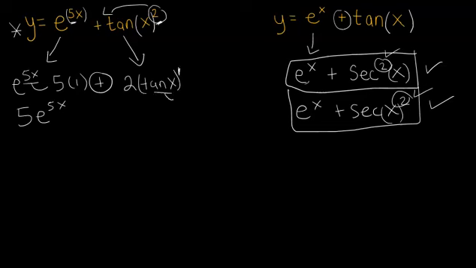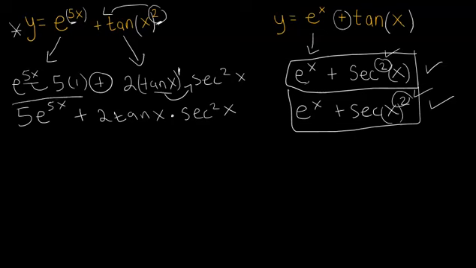I'm going to take the tan, and I'm going to turn it into secant square x. And that little 2 can go anywhere. It's not significant. So we're going to do 2 tan x times secant square x. Now this is my answer.